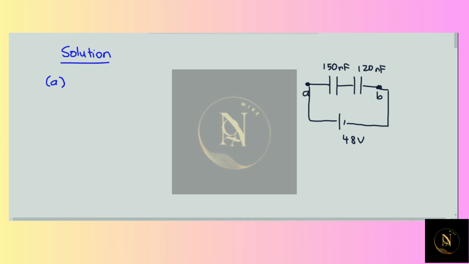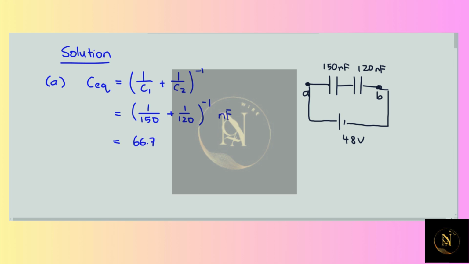To find the charge stored in the system, we first calculate the equivalent capacitance. For capacitors in series, it will be 1 over C1 plus 1 over C2, and then you take the reciprocal. So 1 over 150 plus 1 over 120, take the reciprocal, and the final answer in nanofarad is 66.7 nanofarad.